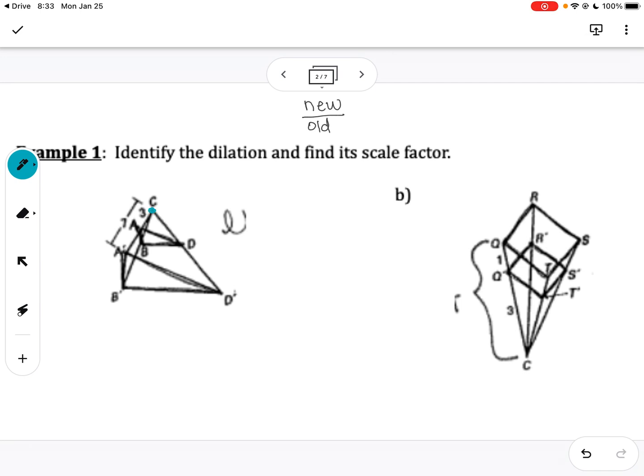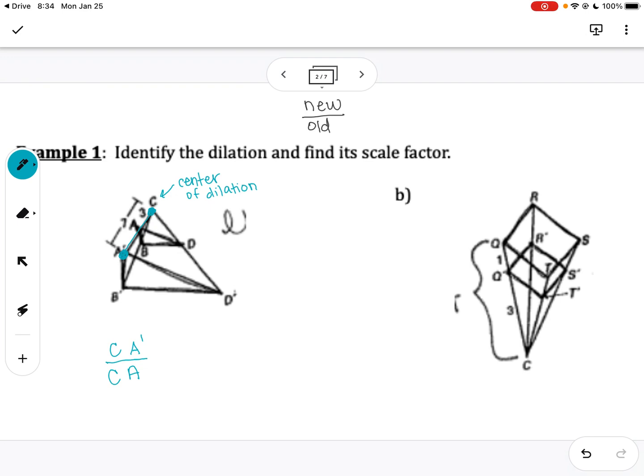If I look at this first diagram here, point C is the center of dilation. It's like the dilation point, where the dilation is coming from. So the new segment, if I go from that center all the way out to the point of the image, that will be A prime. From C to A prime is the new part, and from C to the original A is the old part. And this is going to tell me the scale factor.